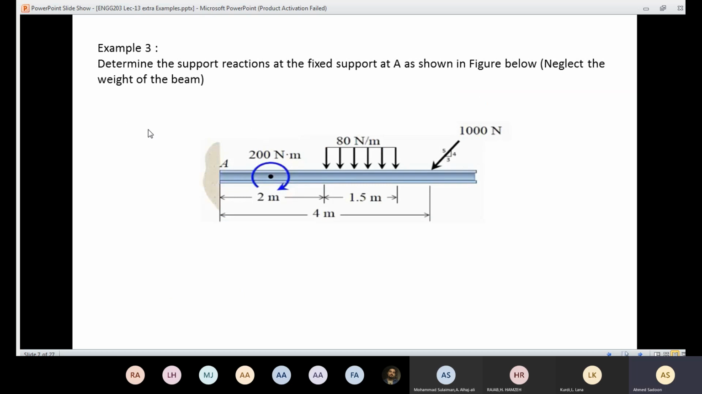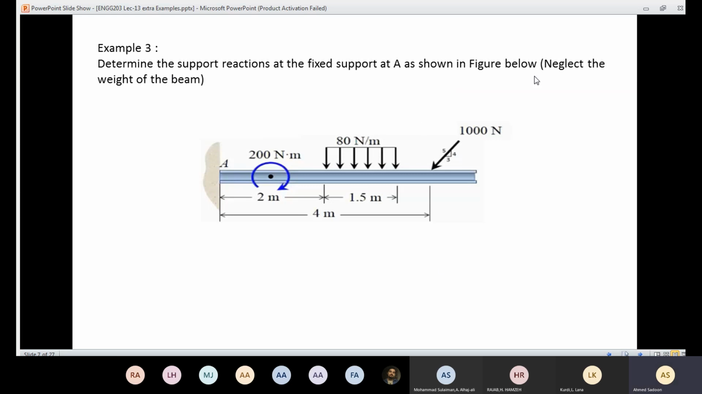So let's look at that example. Example number 3. We got examples 1 and 2, which contained only concentrated force. So this time we are going to have a problem where we have distributed loading. Here it's required to determine the support reactions. We have only one support at A, and it's a fixed support. And that means that I'm going to have 3 reactions. We have force in X and force in Y, and we have a moment.